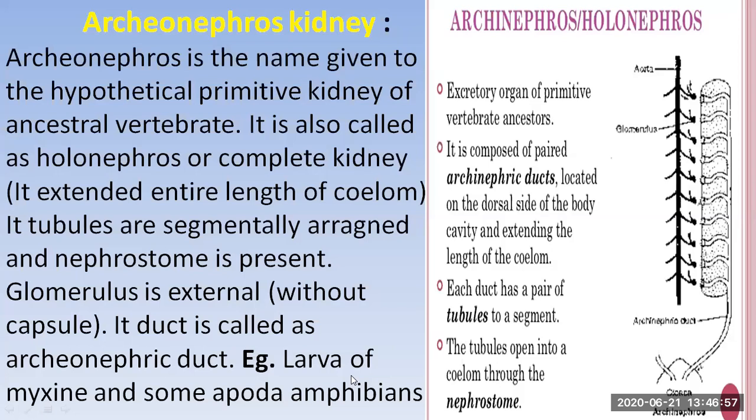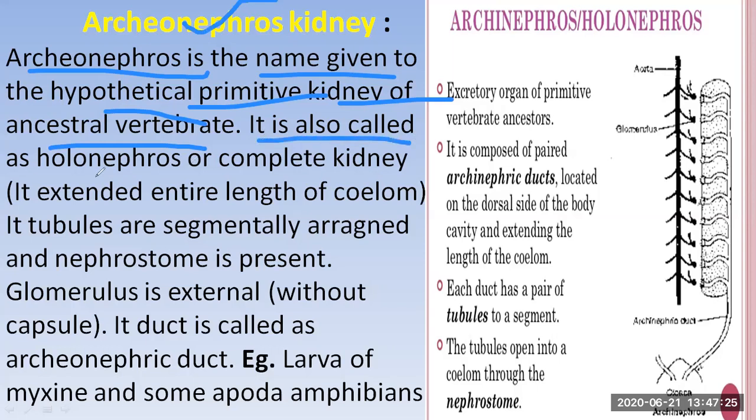Archaeo, you know very well, is a term related to the ancient. So Archaeonephros is the name given to the hypothetical kidney. Hypothetical means imaginary. It is a hypothetical primitive kidney of the ancestral vertebrates, meaning our vertebrate ancestors had such a type of kidney, the Archaeonephros kidney.